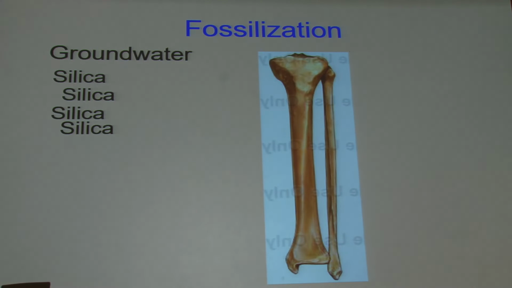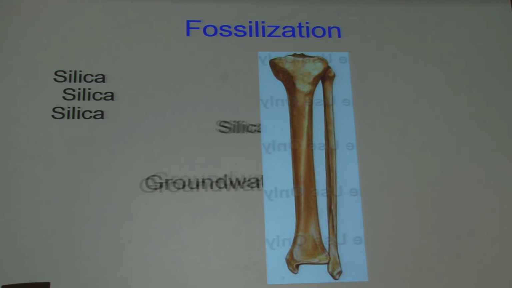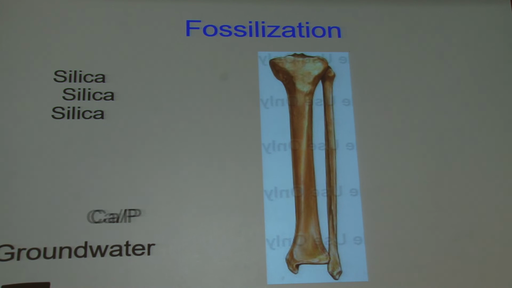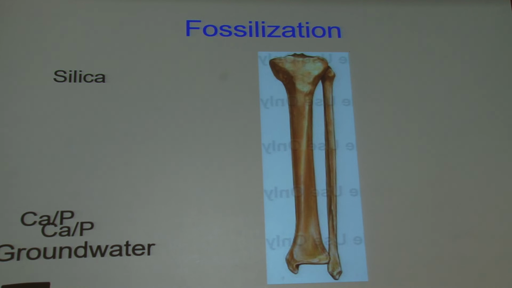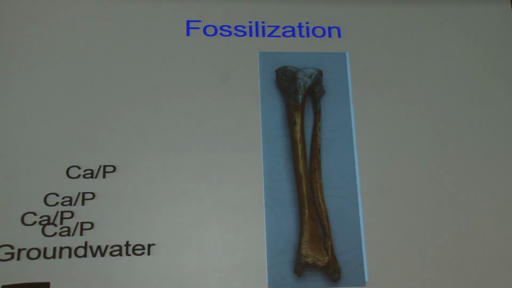Okay, when an animal dies, if fossilization is going to occur, the best fossilization occurs by groundwater moving into the bone and bringing with it things like silica. And then the groundwater washes out the calcium and the phosphorus. So what we have is mineral replacement. We bring out the calcium and the phosphorus and replace it with other minerals such as silica that are in the ground, that are going to be part of the groundwater.